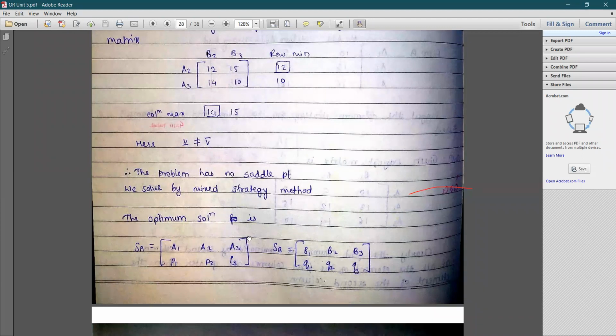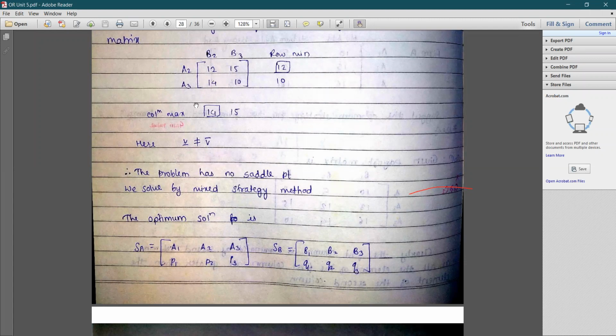Then the optimum solution for the mixed strategy method is: strategy for row player SA is equal to A1, A2, A3, since A has 3 rows, and strategy for these rows is P1, P2, P3. And SB is equal to B1, B2, B3, since there are 3 columns, and strategy for these columns is Q1, Q2, Q3.